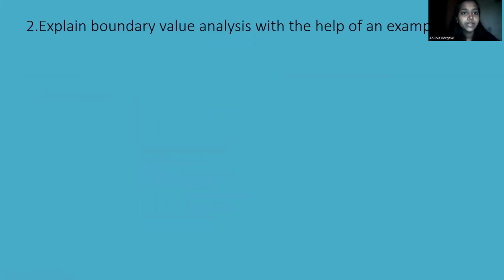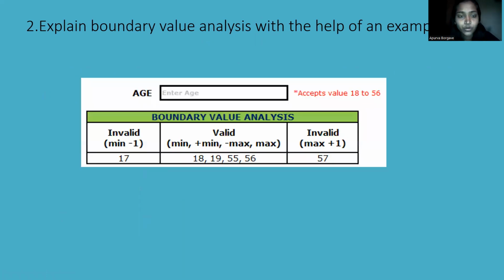The second question is: explain boundary value analysis with the help of an example. So what is boundary value analysis? Consider an application that accepts values between 18 and 56. So some boundary values are given: from 18 to 56, minimum 18 to maximum 56, you have to give your age.